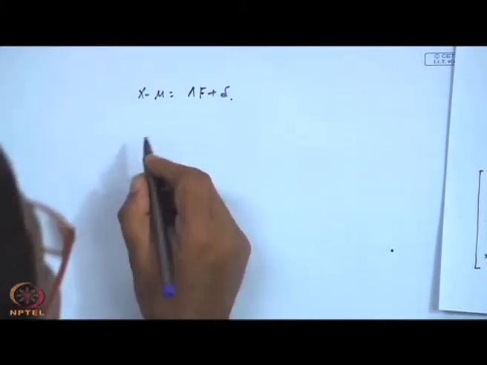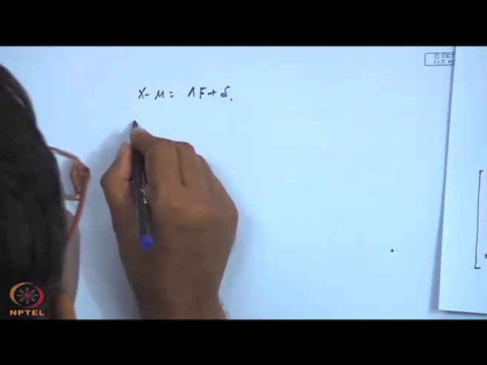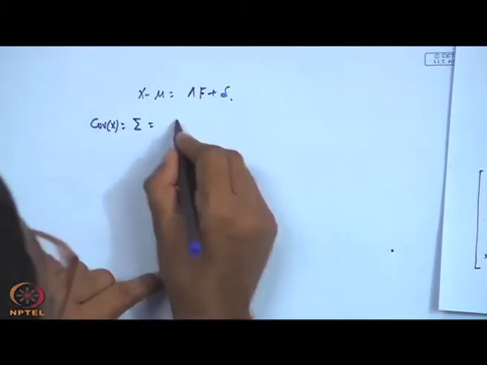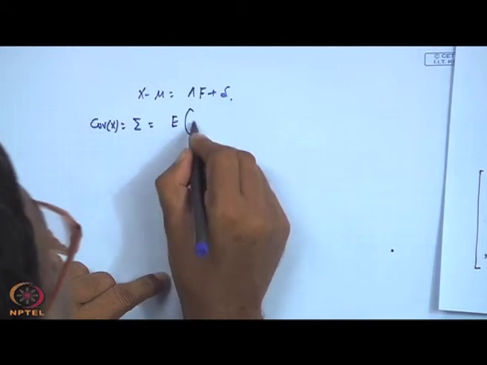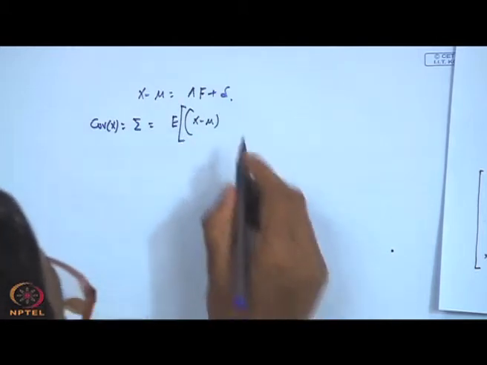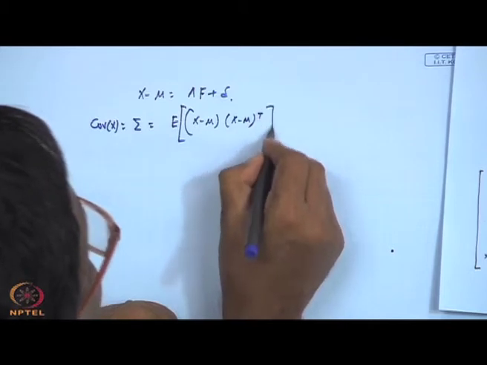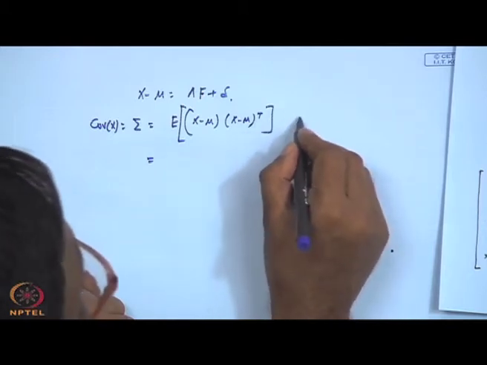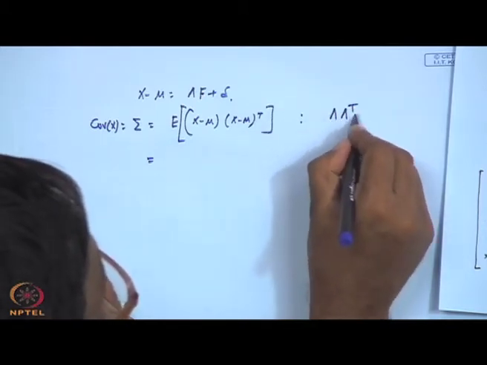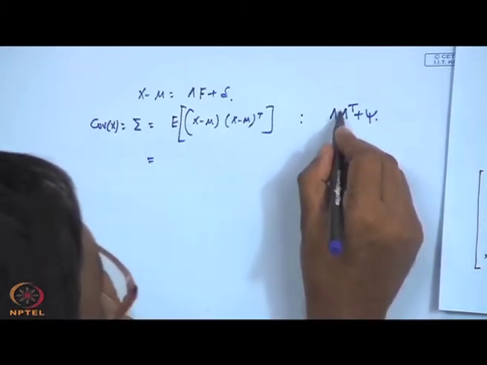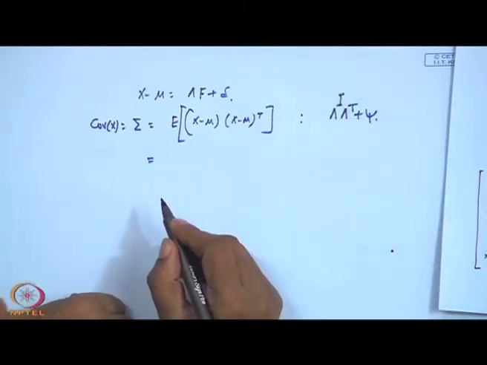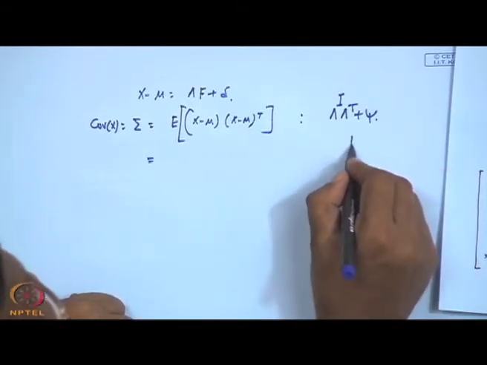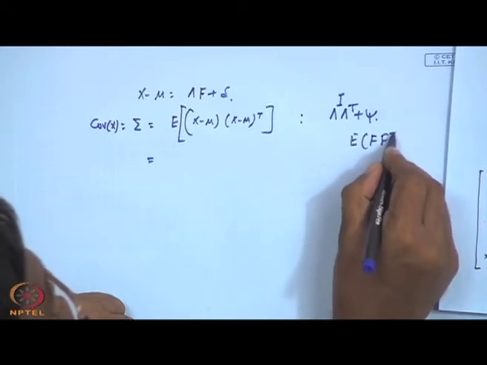Now, if I go by the factor analysis that x minus mu equals lambda f plus delta, then what will happen? We found out finally that sigma is the covariance of x, which is ultimately the expected value of x minus mu times x minus mu transpose. And then what have we found out? We found out for the orthogonal case lambda lambda transpose plus psi, because in between there was an I. When we created it there is an I, and that I is nothing but the expected value of f f transpose.